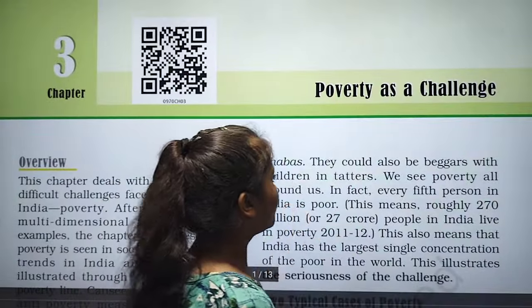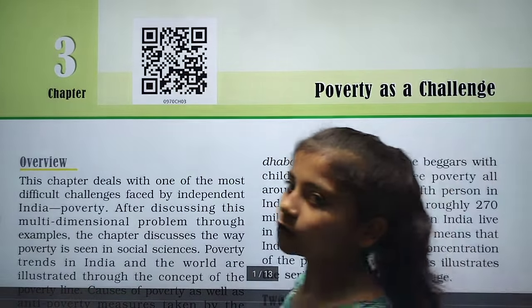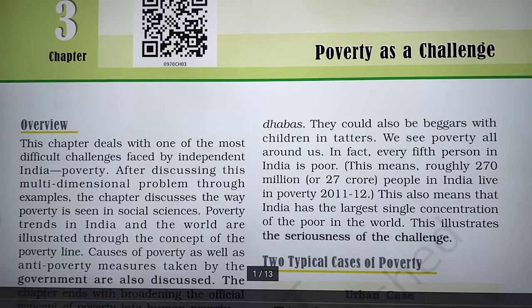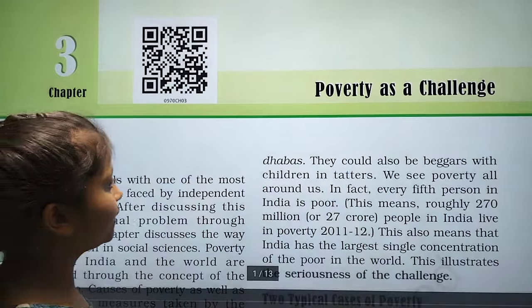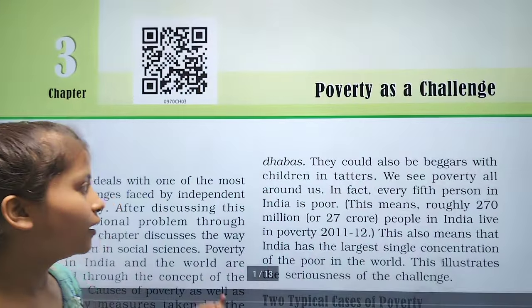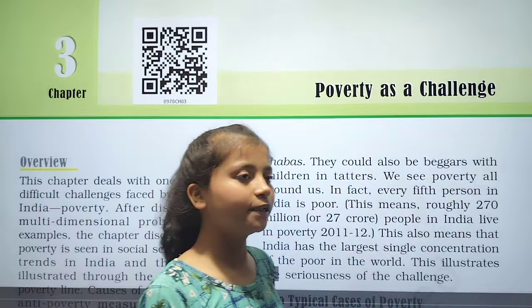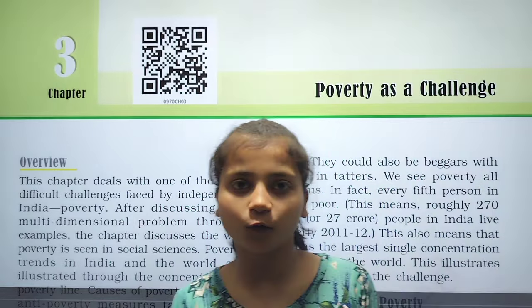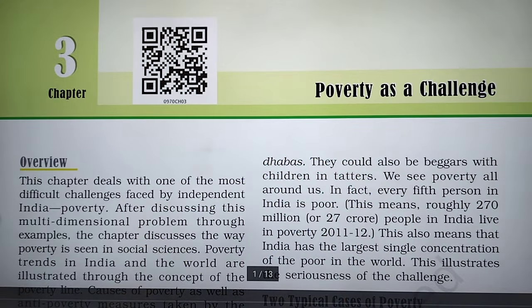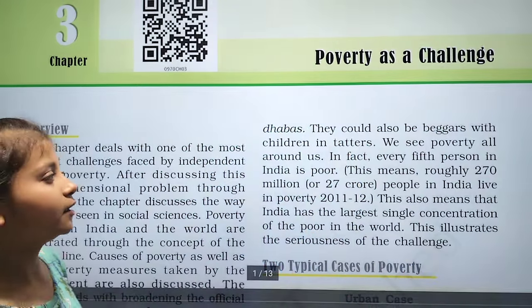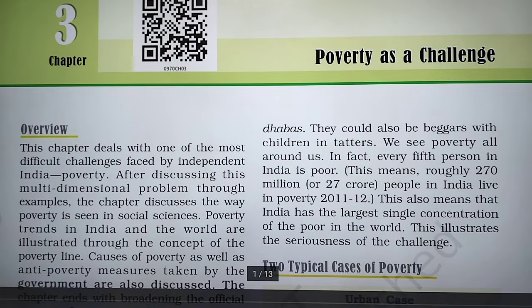They could also be beggars with children in tatters. It means they could be beggars with children. Tatters means you see many poor people wearing tattered cloth, a torn piece of cloth, damaged cloth. A torn piece of cloth is called a tatter. So obviously mainly they wear damaged clothes.